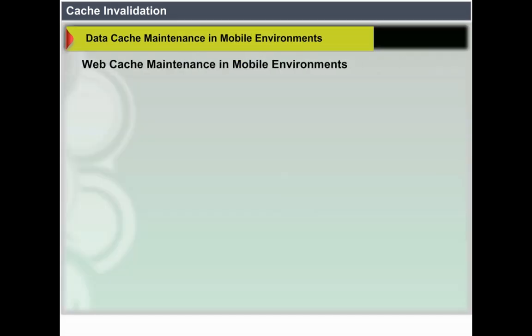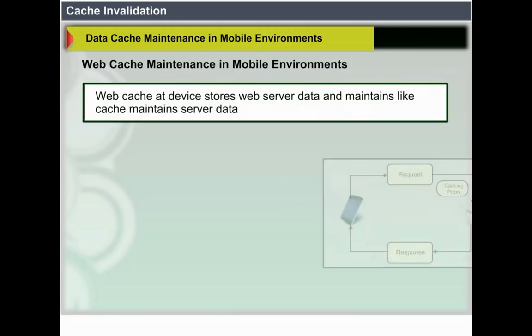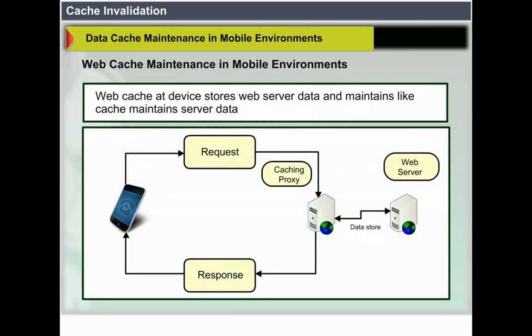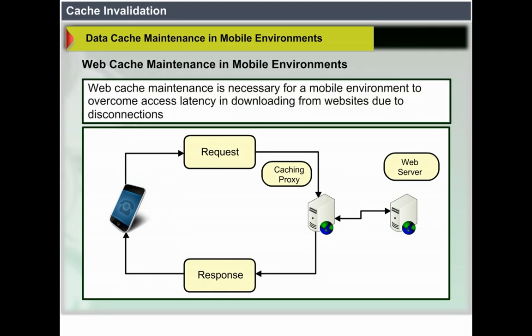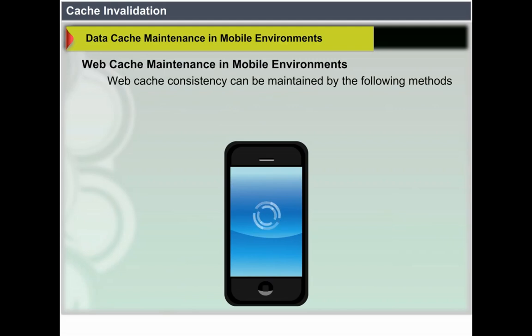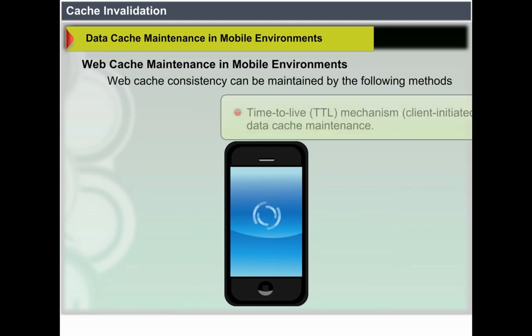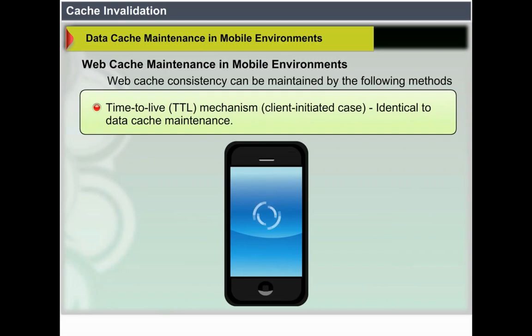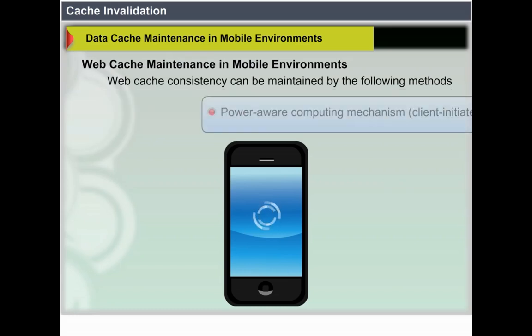Web cache maintenance in mobile environments. A web cache, a device, stores web server data and maintains it in a manner similar to cache maintenance for server data. Web cache maintenance is necessary in a mobile environment to overcome access latency in downloading from websites due to disconnections. Web cache consistency can be maintained by the following methods. Time to live TTL mechanism, client-initiated case, identical to data cache maintenance.